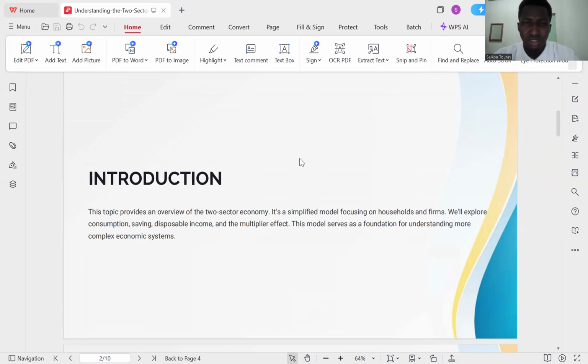This topic, as I alluded to earlier, is about the two-sector economy, and it mainly focuses on the household and the firm, and how these sectors interact in the economy. Along the way, we are going to explore consumption, saving, disposable income, and the multiplier effect as well. It serves as the foundation to comprehend the complex economic system.